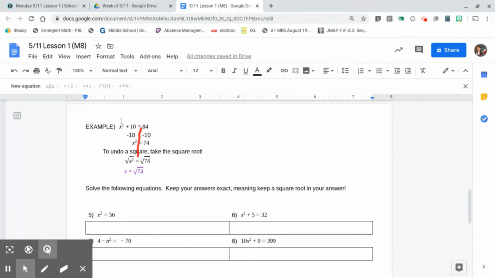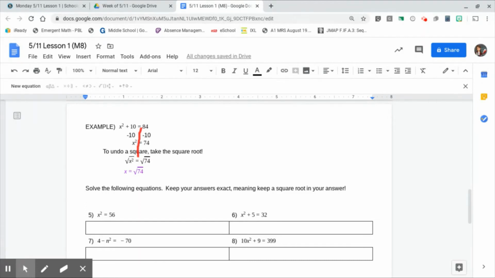And we want to get x by itself. So our first step is to subtract 10 from both sides. We get x squared equals 74. Now, remember, we are doing the opposite or the inverse operation here. So the x squared is not by itself. We need to get rid of the squared.